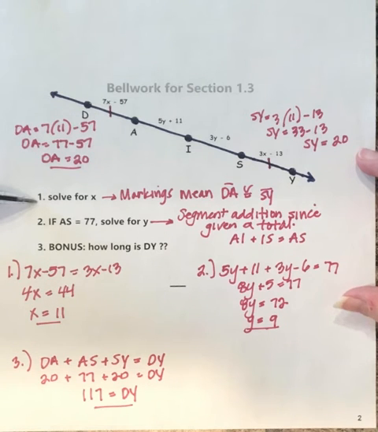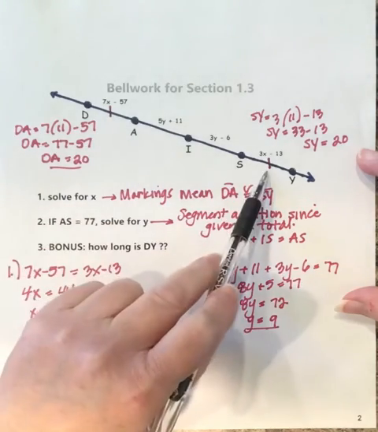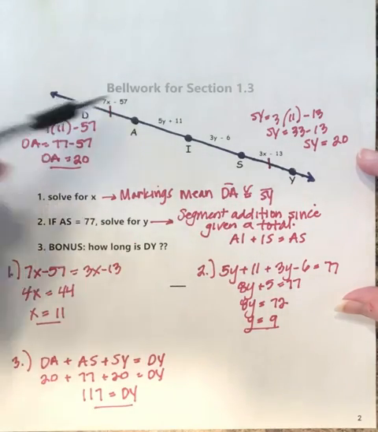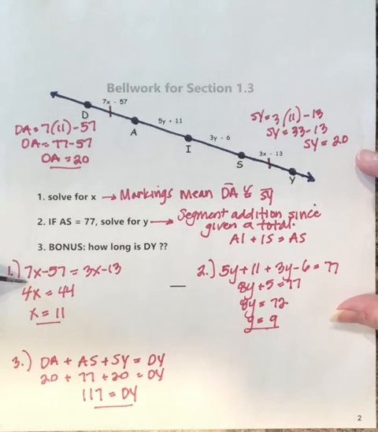So I started by solving for x. Again, I don't necessarily have to do that first just because it says number 1, but that's where I chose to start. So I had these markings. I know that they're congruent. It's good because they were both marked with an x. As you know, you can't solve one equation that has two different variables, but since both of those are x, I was able to just set up this equation, 7x minus 57 equals 3x minus 13. Again, because they're congruent, I'm setting the two expressions equal to each other. I work my way through it and I get x equals 11.